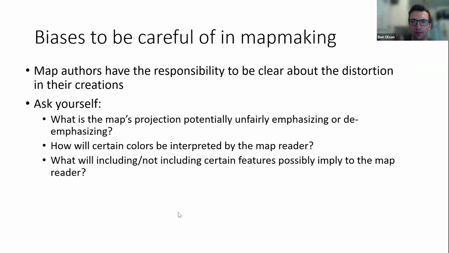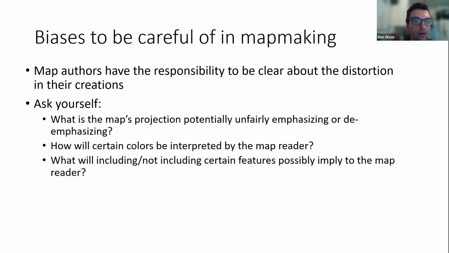So projections and other things lead us to this concept of biases to be careful of in map making. As the author of a map, you have the responsibility to be clear about the distortion in what you're creating. So you have to ask yourself, is the map's projection potentially unfairly emphasizing or de-emphasizing something? Are you intentionally emphasizing or de-emphasizing something? In that case, you need to be clear about that.